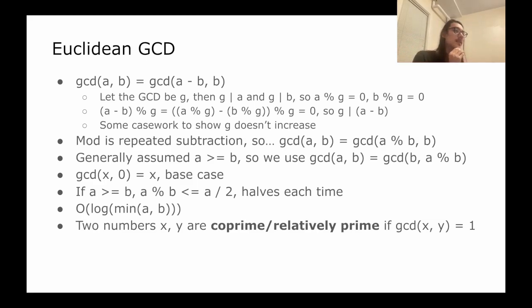And then the base case for this is if you have GCD of some number and 0, then the GCD of anything and 0 is itself. So the GCD of x and 0 is x.